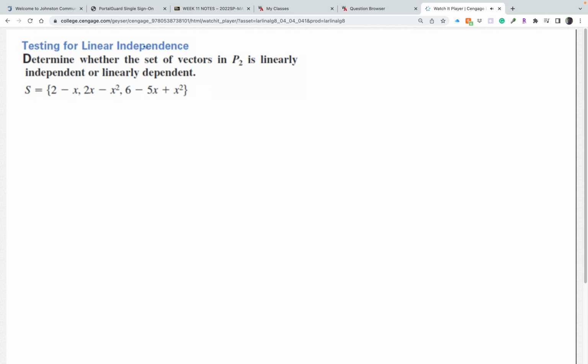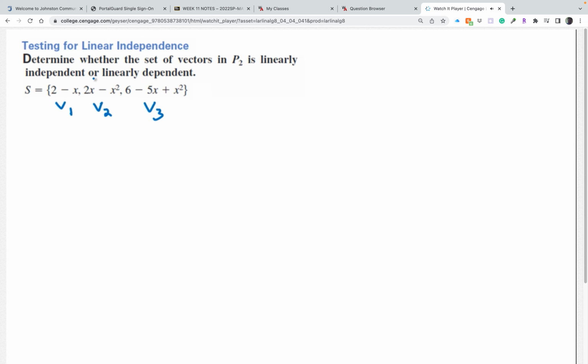Testing for linear independence. Determine whether the set of vectors in P2 is linearly independent or linearly dependent. So we have this set S consisting of 2 minus x, which we'll call our first vector v sub 1, 2x minus x squared, which we'll call our second vector v sub 2, and 6 minus 5x plus x squared, which we'll call our third vector v sub 3.